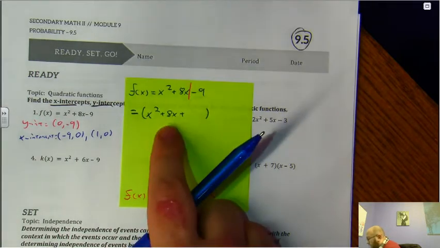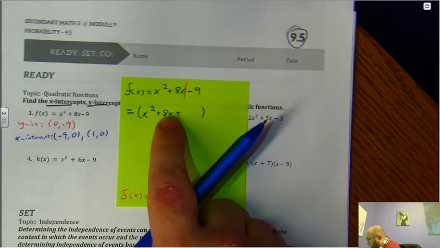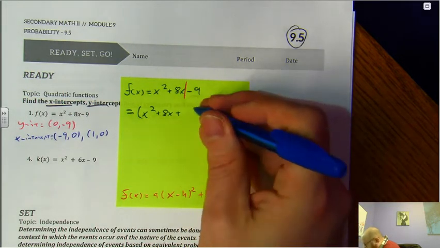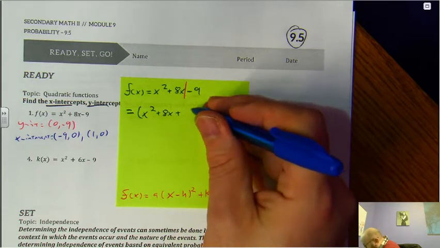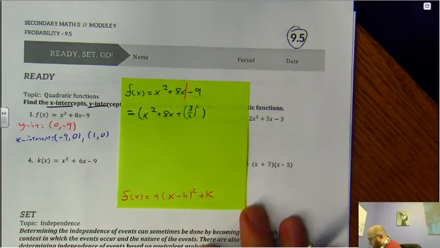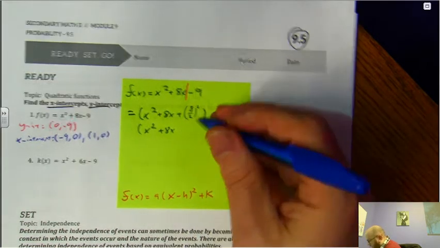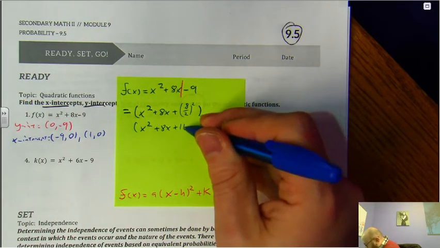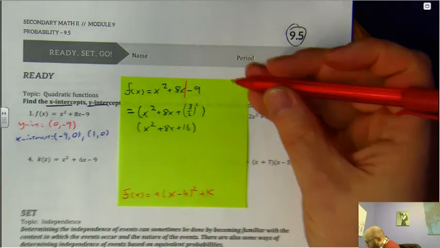So when I think about how I get that middle term, I'm going to take this 8 and divide it by 2, and then square that number. So I'm going to take 8 divided by 2 and square it. That gives me x² + 8x + 16. 8 divided by 2 is 4, squared is 16. And you might be thinking, Victor, why did you do that? You're a crazy person, and you're not exactly wrong.